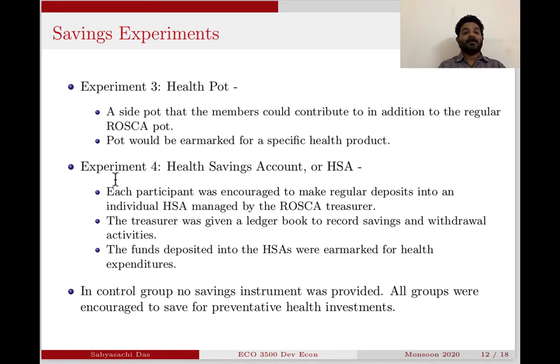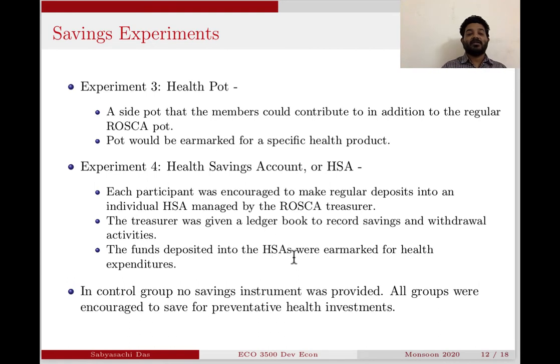In the fourth experiment, which is called a health savings account, each participant was encouraged to make regular deposits into an individual health savings account managed by the Rosca treasurer. So now this also uses the Rosca setup, but this is no longer collective. Experiment 3 is a collective pot for all the members that want to contribute, and here each participant can open a health savings account with the Rosca treasurer. The Rosca treasurer will collect that money and will save it separately, or put it in a bank for those Roscas who have a bank account. And the treasurer was given a ledger book to keep an account of all these deposits and withdrawals.